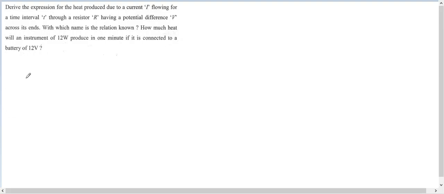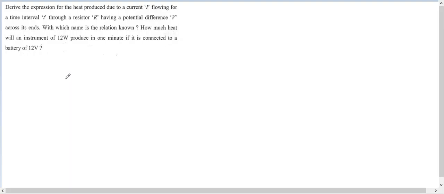Let's read our question. It says: derive the expression for the heat produced due to a current I flowing for a time interval t through a resistor R having a potential difference V applied across its ends. With which name is the relation known? And then we have a small numerical: how much heat will an instrument of 12 watt produce in 1 minute if it is connected to a battery of 12 volt?